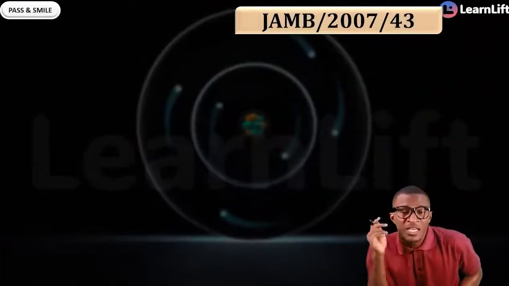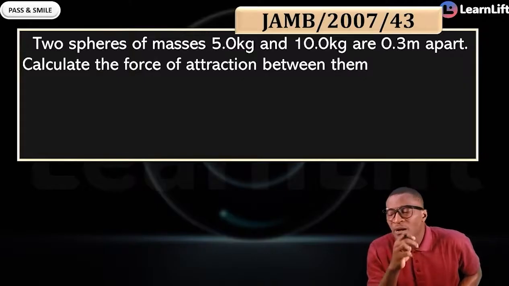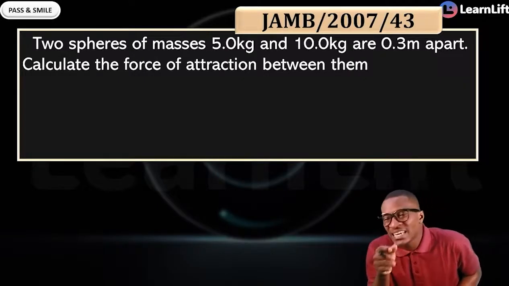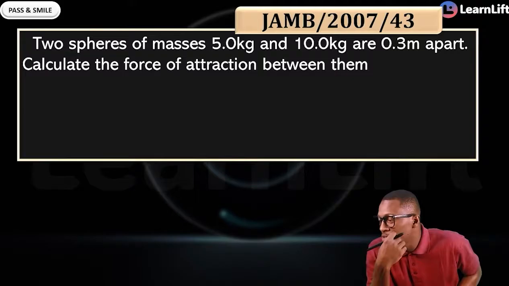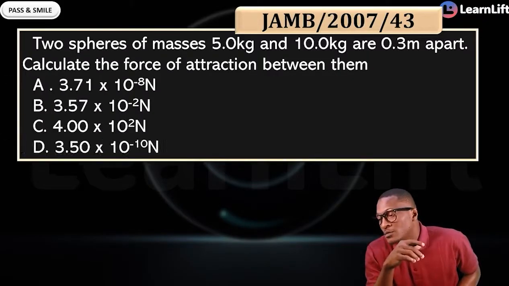Do you understand? JAMB 2017 question 43. The question says that two spheres of mass 5 kg and 10 kg are at a distance 0.3 meter apart. Calculate the force of attraction. We're given the options and so on and so forth.